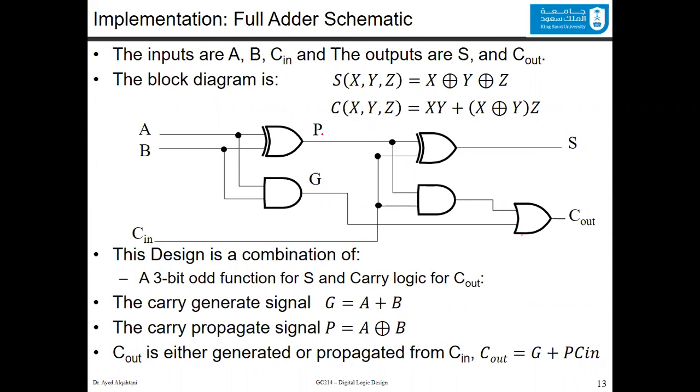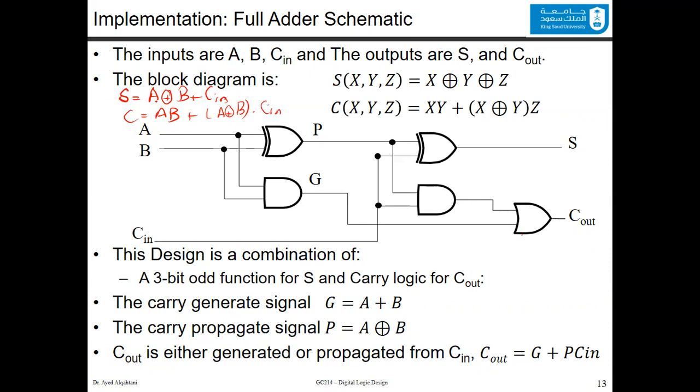if we rewrite the sum and carry for those inputs, then the sum function would be A XOR B XOR the carry input. And the carry would be A ANDed with B, or A XOR B ANDed with the carry input.